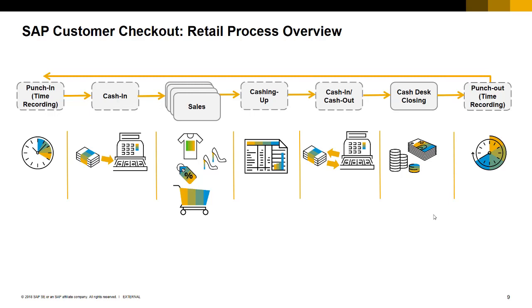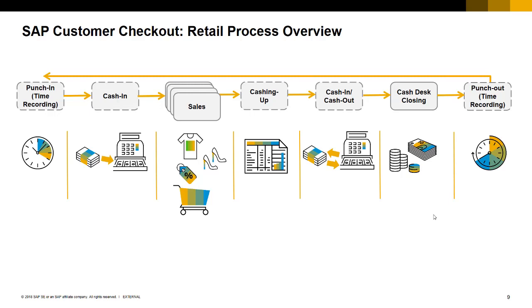The cashier does a punch-in to record his time. Of course, this is an optional step. Then he does a cash-in, where he brings some money from the bank into the box, and then he's continuously making sales of kiosk items. In between, he might see some reporting or he might withdraw some money from the box. And at the end of the day, when everything is done, he will start counting his money to perform a day end closing. And at the end, he will do a time recording.